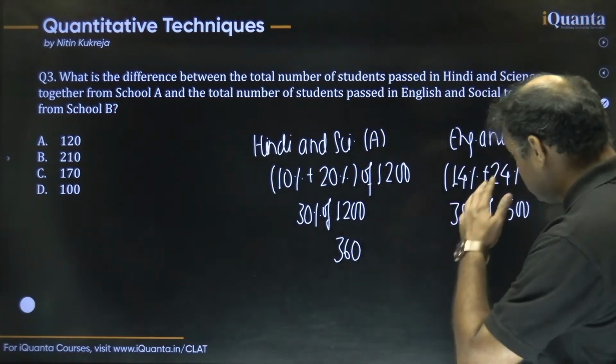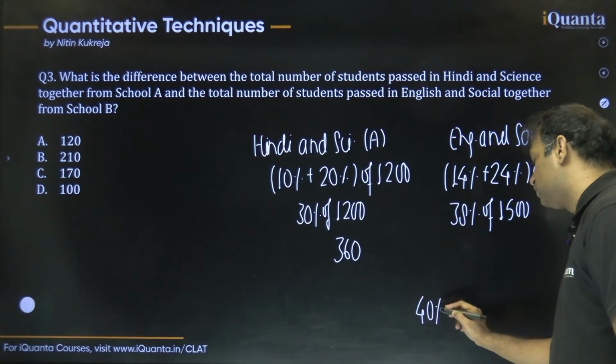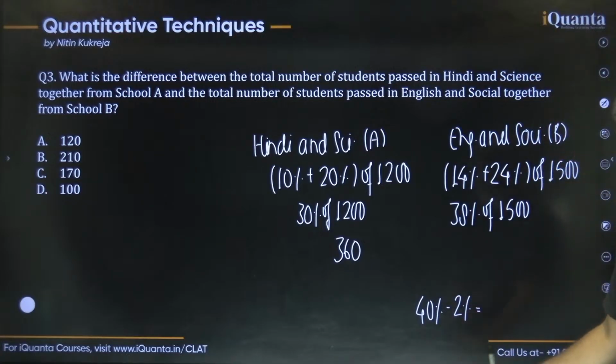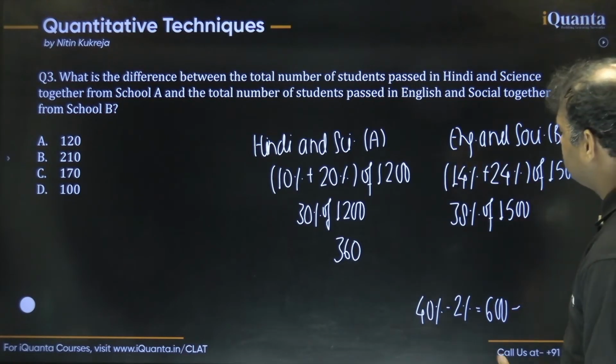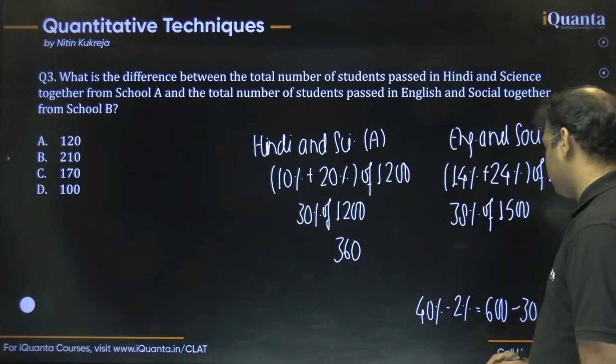What about this 38%? We can say 38% as 40% minus 2%, right? 40% is how much? 40% is 4 into 10%. 10% is 150, so 4 into 150 is 600, right? Minus 2%: 1% is 15, 2% is 30. That gives you 570, right? So this should be 570, simple.